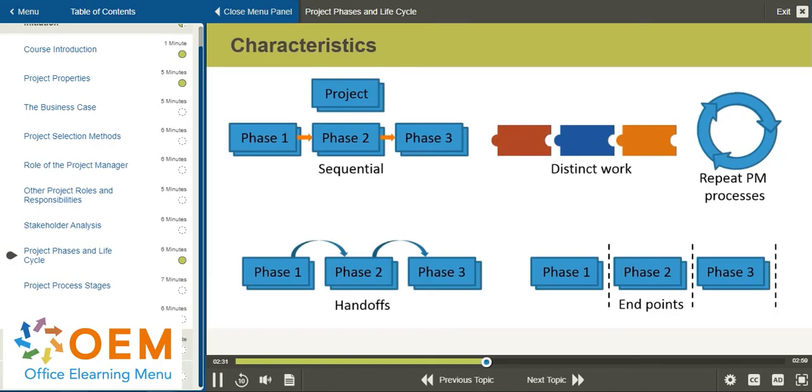For instance, if you are creating a mobile game, you may want to break up the project into several phases, including design, development, testing, and release. This makes it easier to break up all the work required for a complex project.